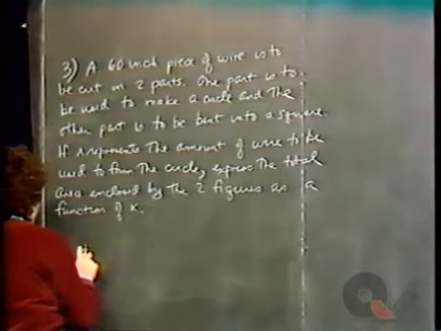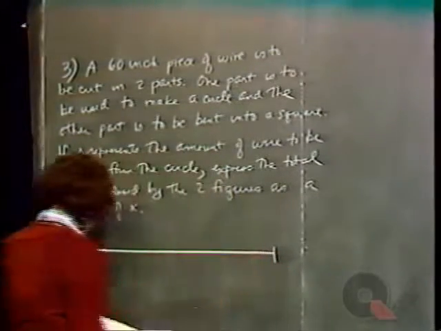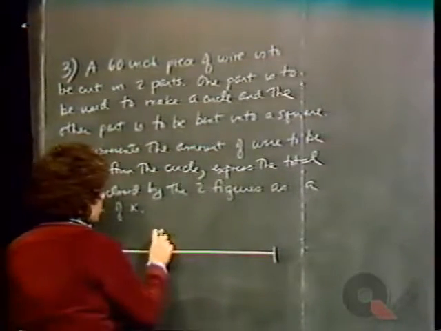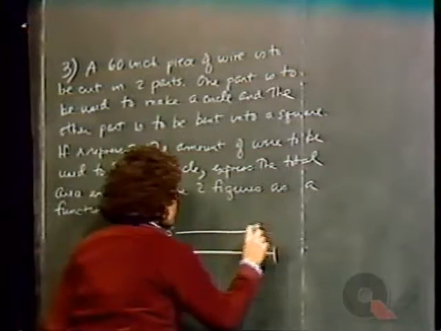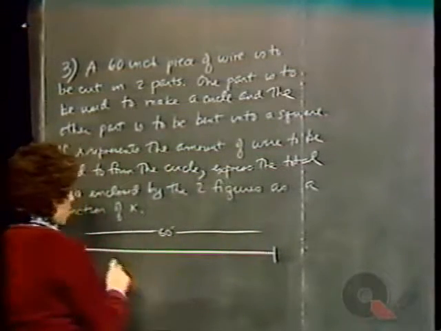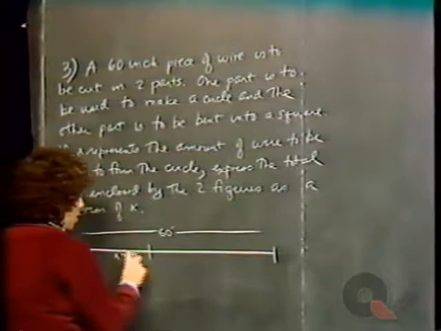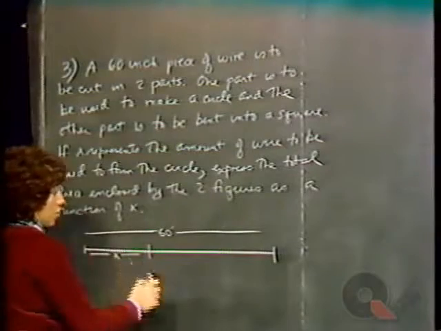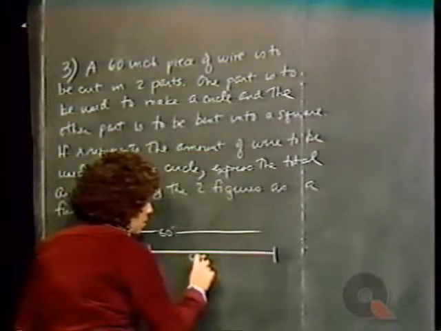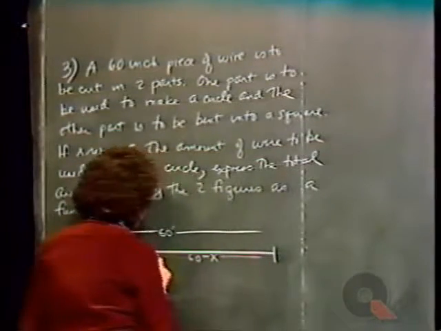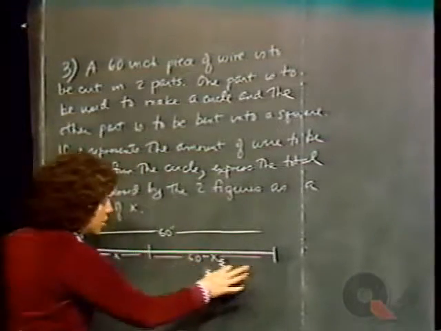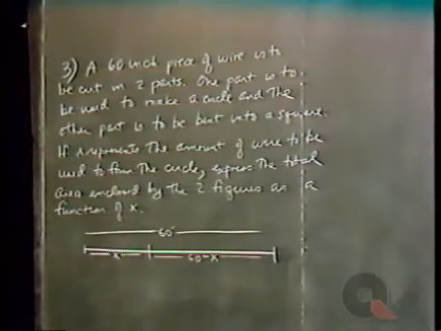We have a 60-inch piece of wire. One part is to be used to make a circle and the other part to be bent into a square. Okay? Here's our wire. It's 60 inches long. We're going to cut it at some point. Let's say here. This part will be x inches long, and what's left over would be 60 minus x, because it has to add up to 60.